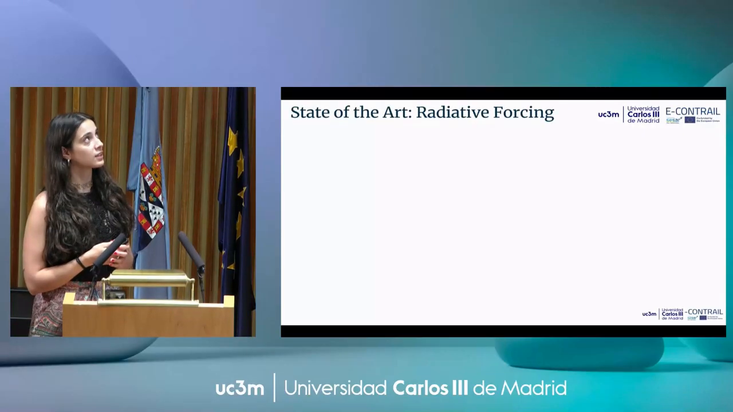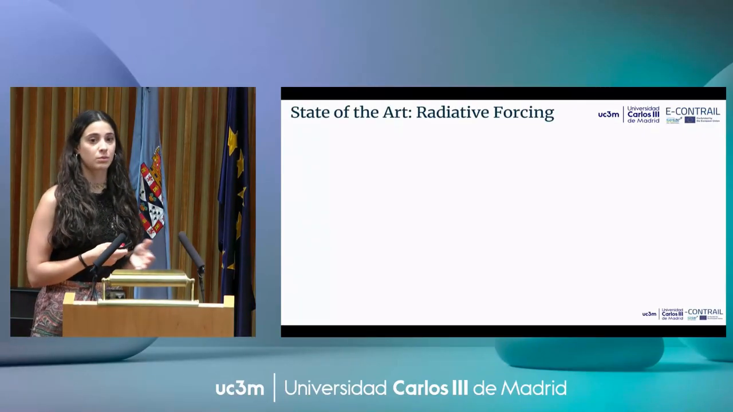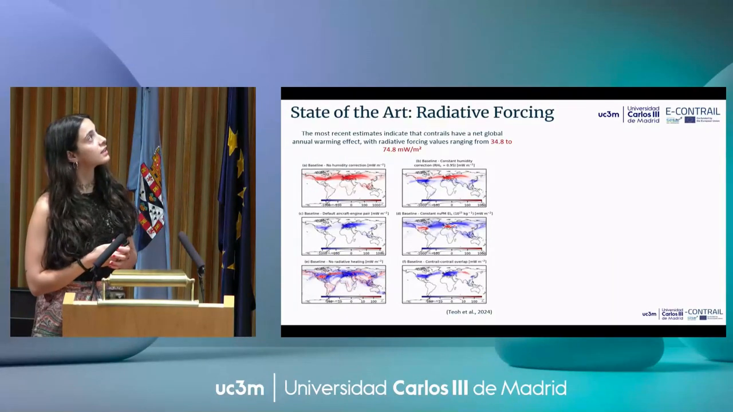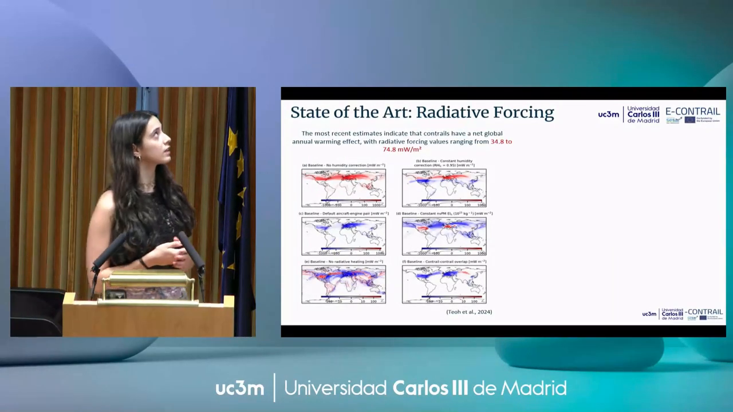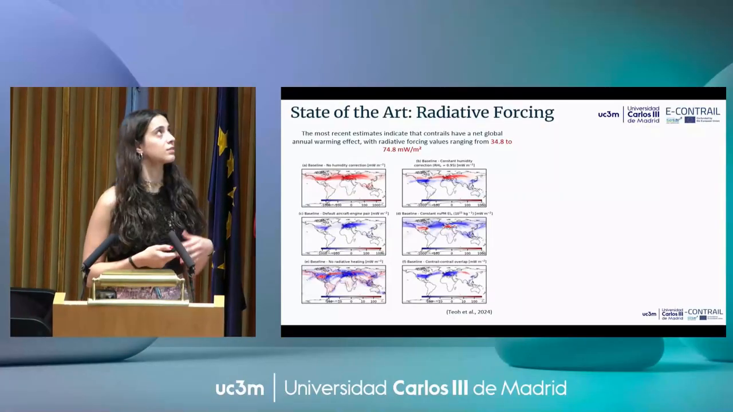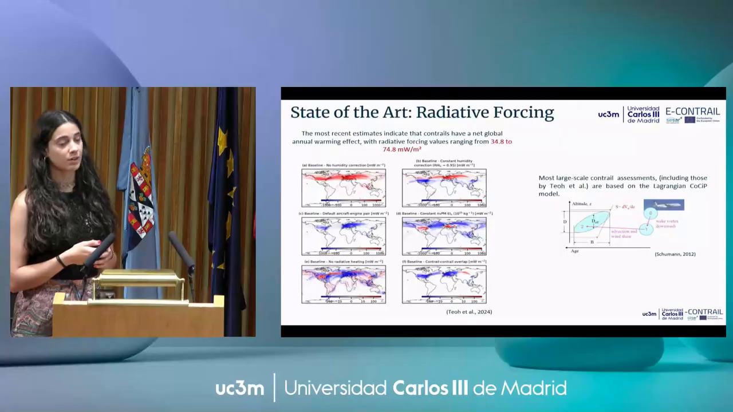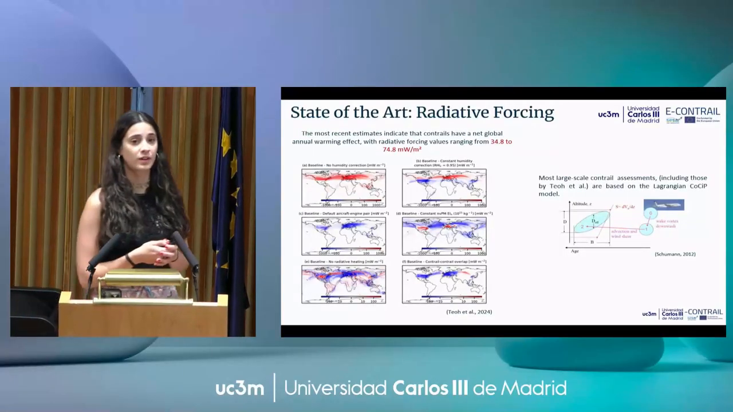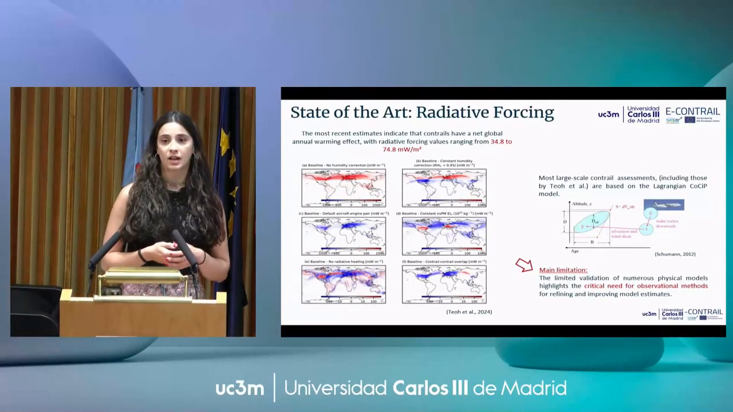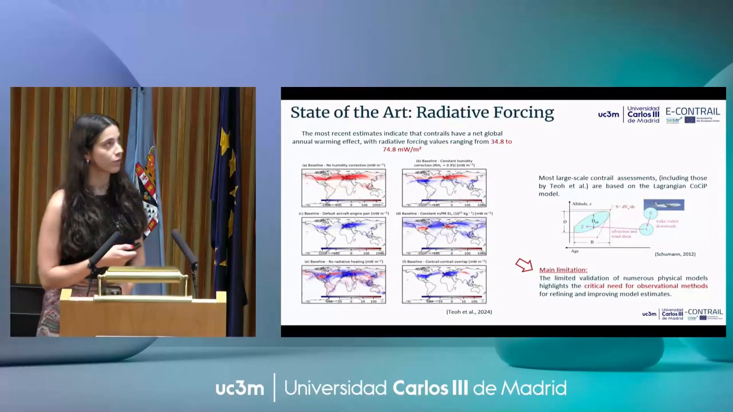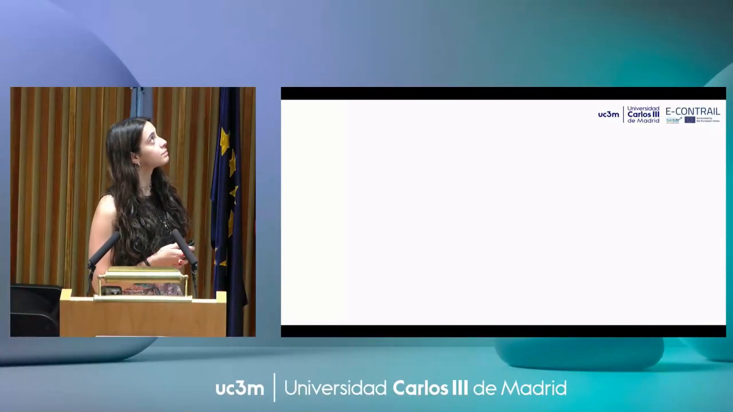So the state of the art on the radiative forcing part, well, there are some large-scale estimates that suggest that the net warming effect ranges between 34 and 74 milliwatts per meter square. However, they are made with a Lagrangian-based simulation model that lacks validation, and this also motivates the start of my thesis, the need for observational methods.